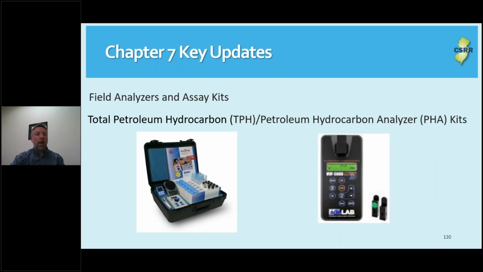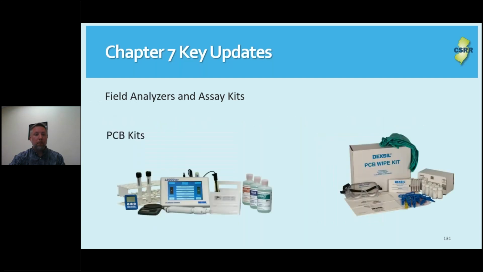Additional pieces of equipment that were added that some folks may have used are the TPH, total petroleum hydrocarbon, and the petrohydrocarbon analyzer kits. Next slide. These are the PCB kits that have also been added. Some have an assay component to it, and others are the standard white kits that have to be sent out for analysis. Next slide.